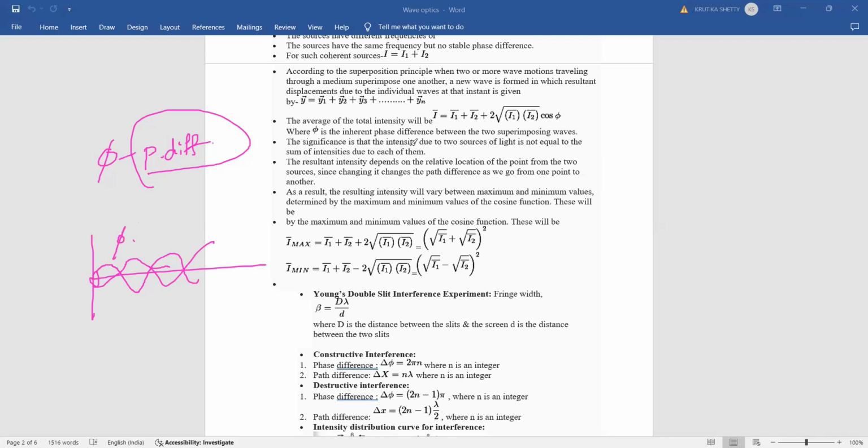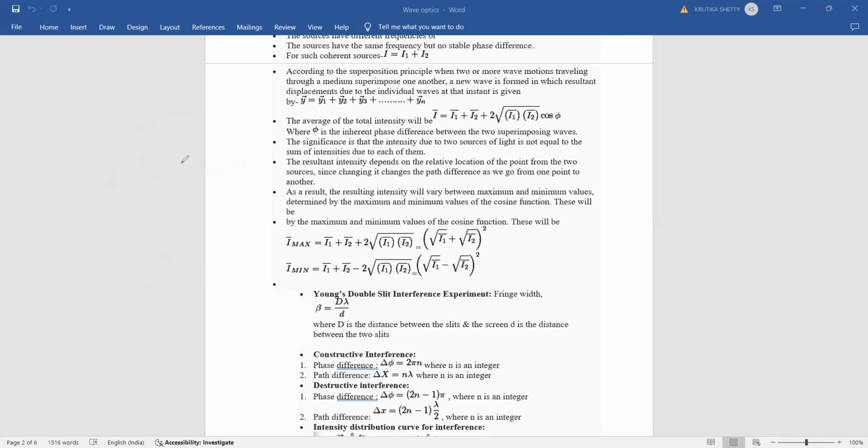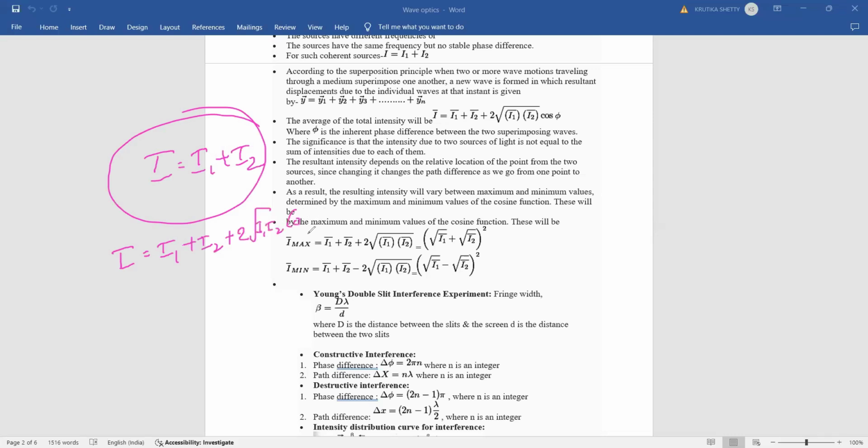So see here the next point. The significance is that the intensity due to two sources of light is not equal to the sum of the intensities due to each of them. The intensity is not just the sum of the two waves. We are not taking just a simple addition; we take I1 plus I2 plus 2 root of I1 into I2 into cos of phi.